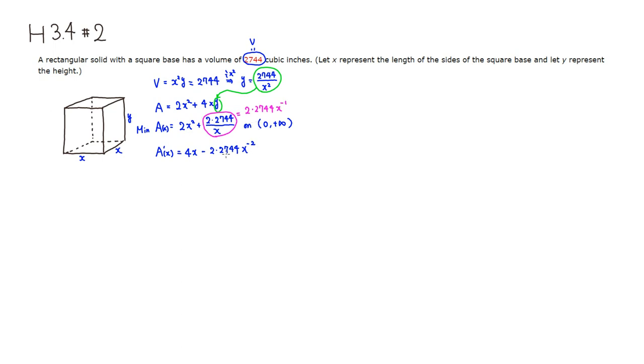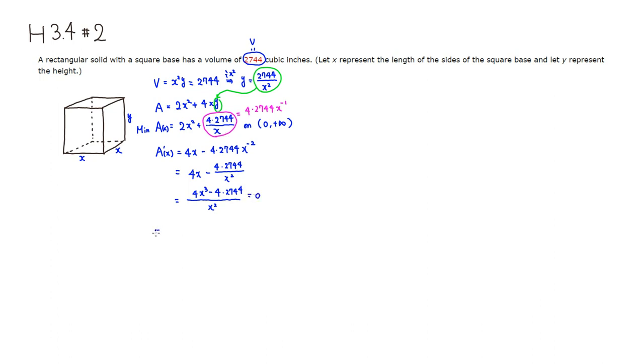Actually, sorry, I messed that up. I put 2 instead of 4, so this is actually 4 there and 4 there. Sorry about that. So we have 4x minus 4 times 2744 over x squared. I'm going to find the common denominator, which is x squared. So it's going to be 4x cubed minus 4 times 2744, and we set that equal to 0.